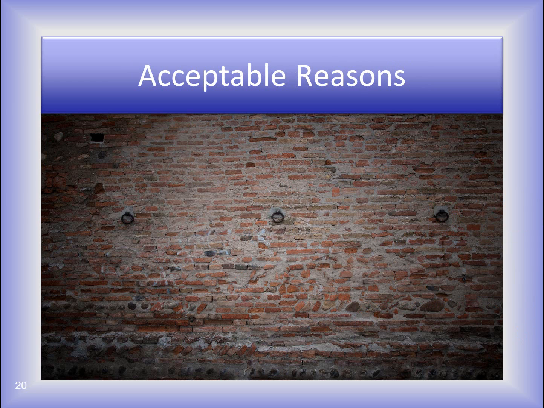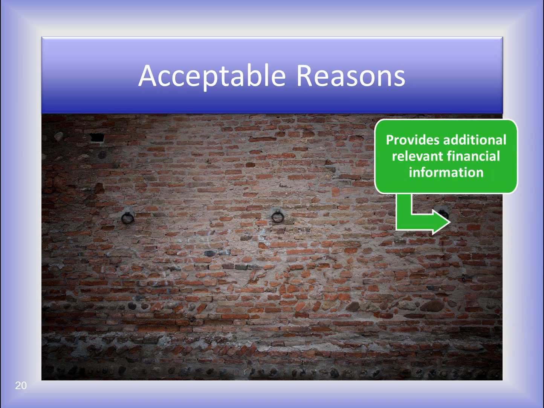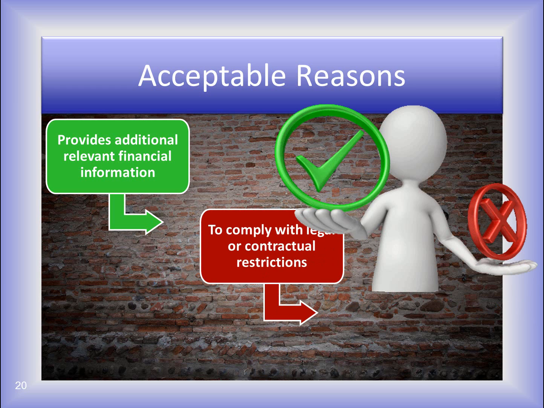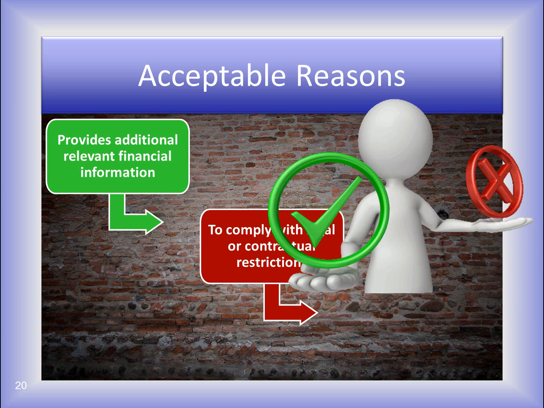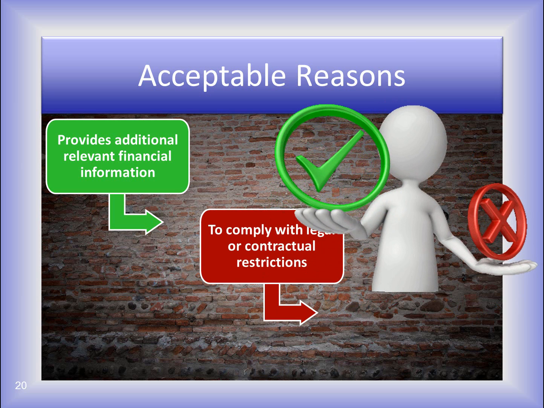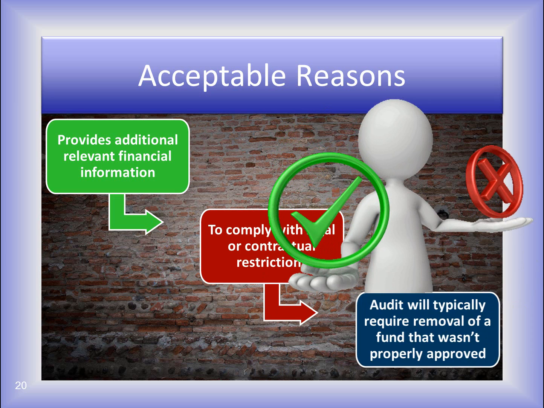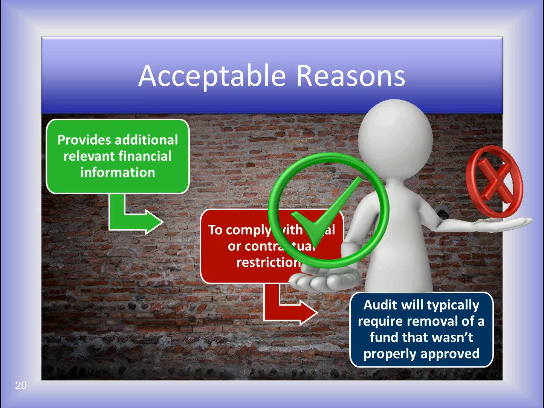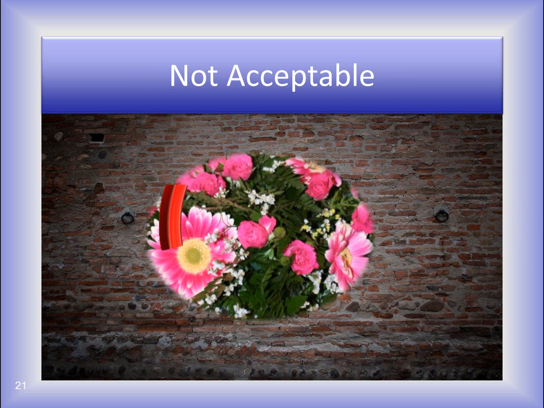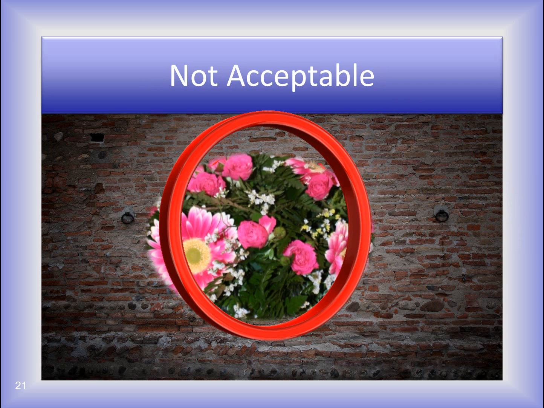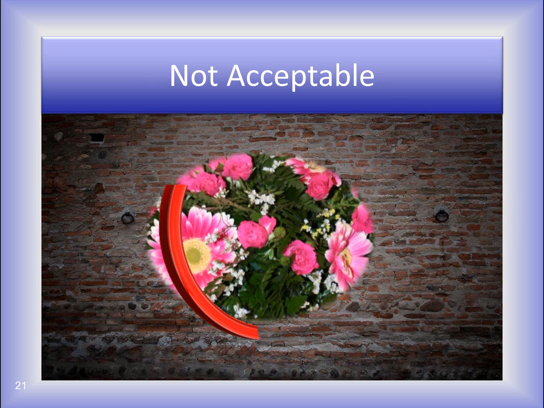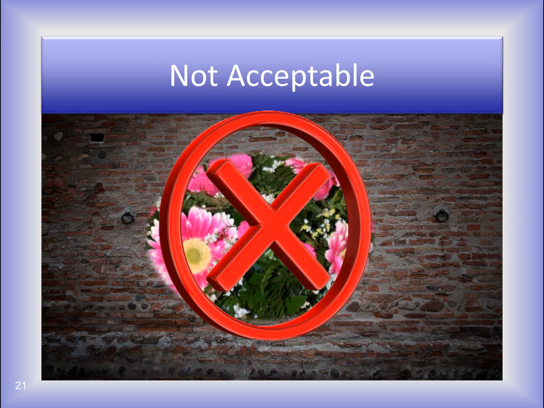A new fund is justified when it will provide additional relevant financial information not obtainable using the current fund structure, and it's necessary to demonstrate compliance with legal or contractual restrictions. However, if you don't seek the proper approval, the next audit will typically require removal of the fund. So always follow the correct procedures. So the daisy fund is not going to meet the requirements. In this silly example, you would have to reallocate all the expenditures and move the money back to the general fund.